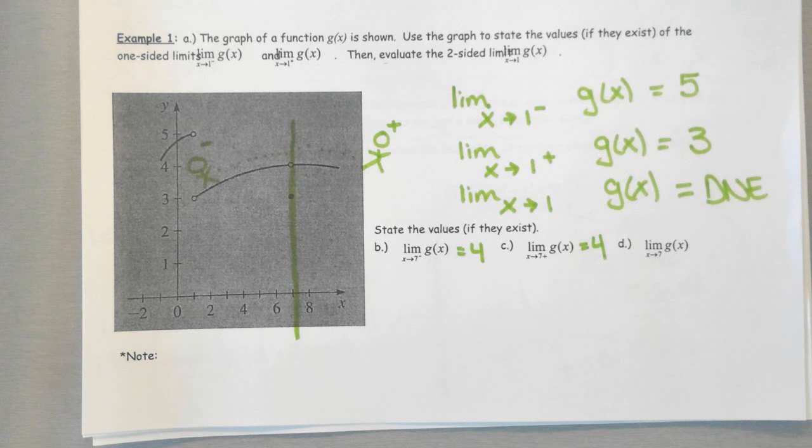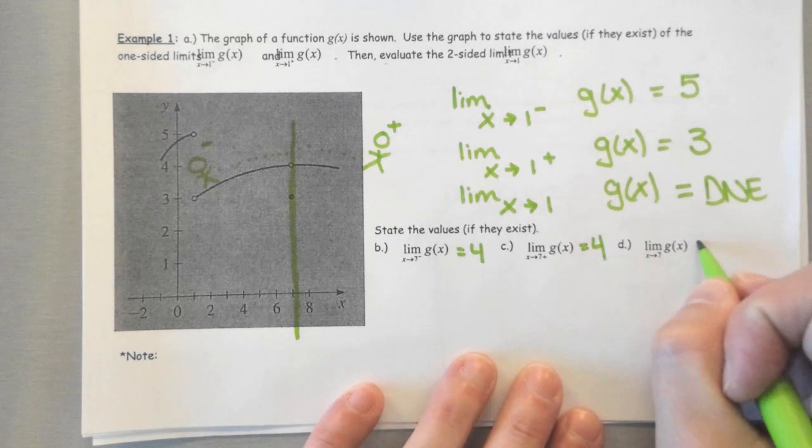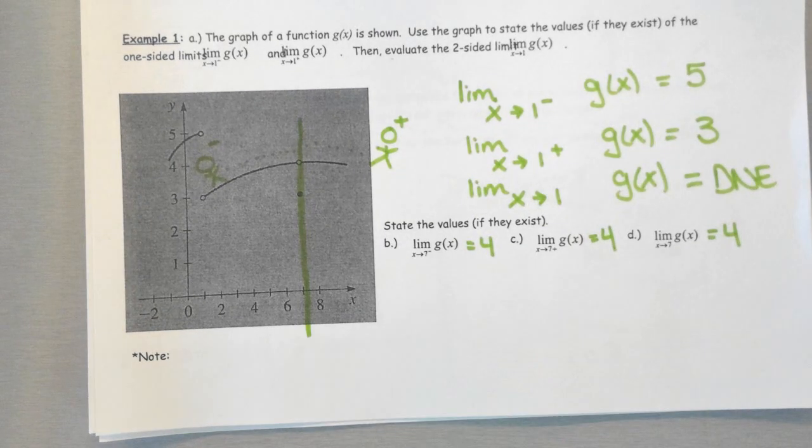So, if I'm headed there from both directions, what's the overall limit at 7? 4. Where does my point actually live, though? 3.